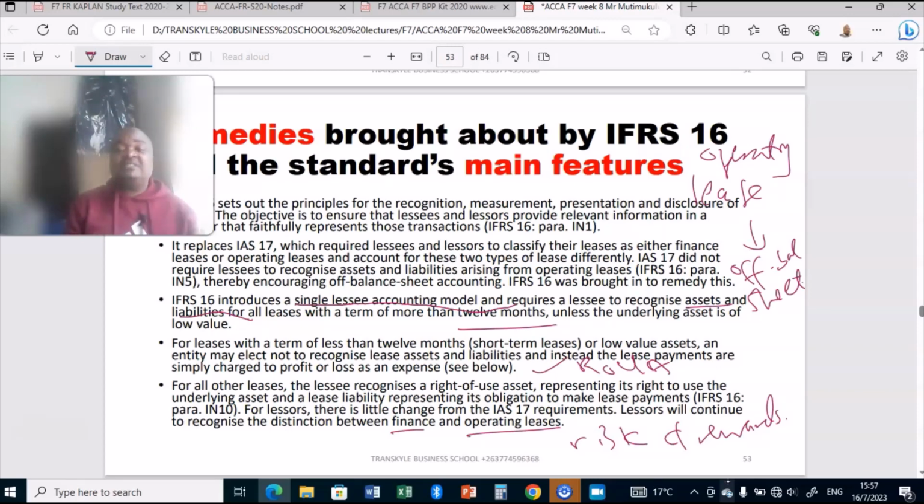The other difference is that usually operating leases are for a short period of time, whereas finance leases are for a longer period of time. Usually in a finance lease, the tenant would have the right to own the asset at the end of the lease term. So those were the main differences between the operating and the finance leases.